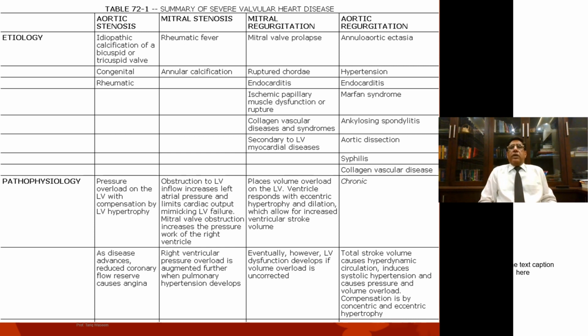As far as aortic regurgitation, again, we talked about that aortic regurgitation can be either chronic or acute. In chronic aortic regurgitation, the stroke volume causes hyperdynamic circulation. This leads on to systolic hypertension and causes pressure and volume overload. Both pressure as well as volume is increased, and this is compensated by concentric and eccentric left ventricular hypertrophy.